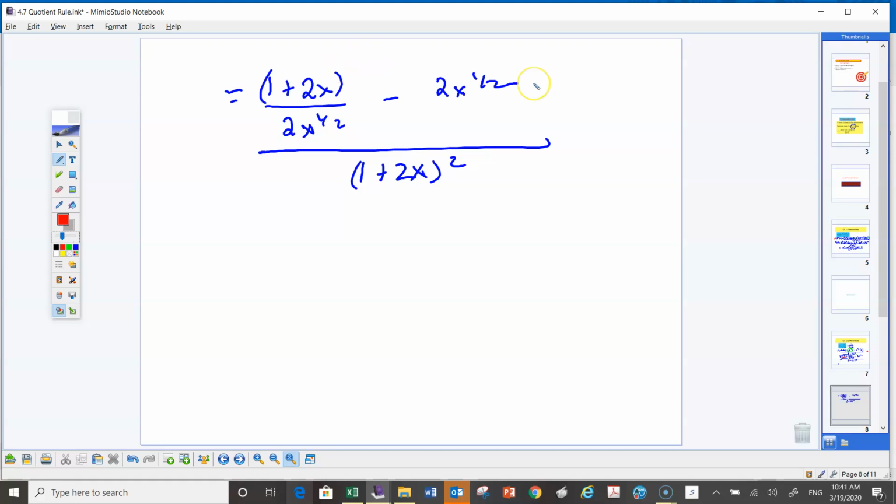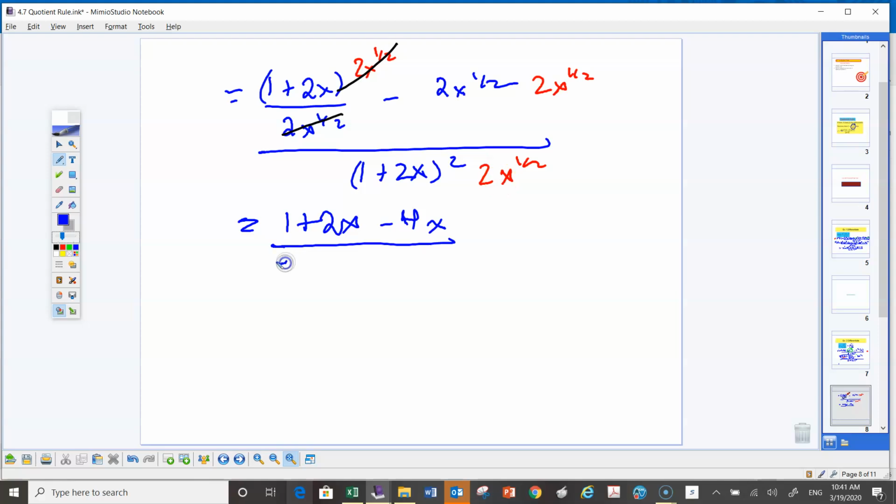So right now I have 3 separate terms, and my only fraction in my numerator is 2x to the 1/2, so I'm going to multiply every term by 2x to the 1/2. So when doing that, this term will cancel out with that, and I will be left with just the 1 plus 2x. In my next term, 2 times 2 is going to give me 4, and x to the 1/2 times x to the 1/2 is x. And then I'm just going to write these two terms in the denominator as separate factors because I can't multiply those together.